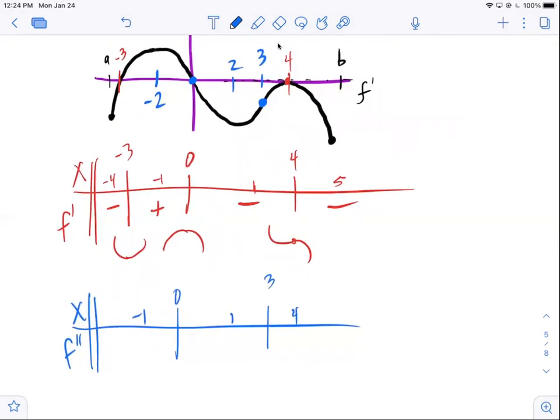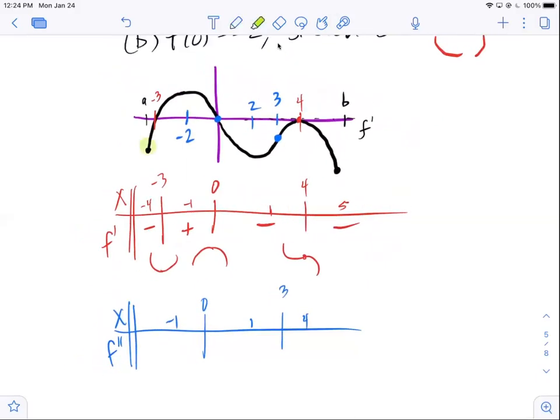And we would plug them into the factored version of f double prime. Well, we kind of know what the curvature is, right? It's concave down like a frown, so that would be negative. It's concave up like a cup on the next interval, and then back to concave down like a frown. When you combine these two, right, then you get a clear picture of what the graph is doing.